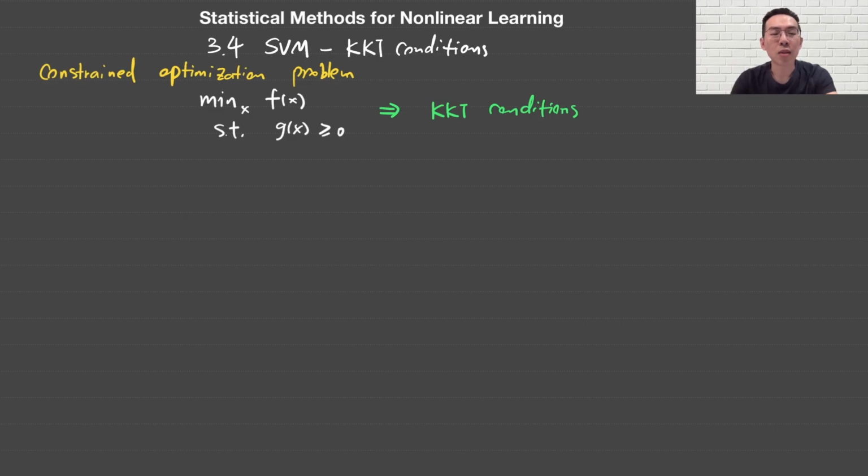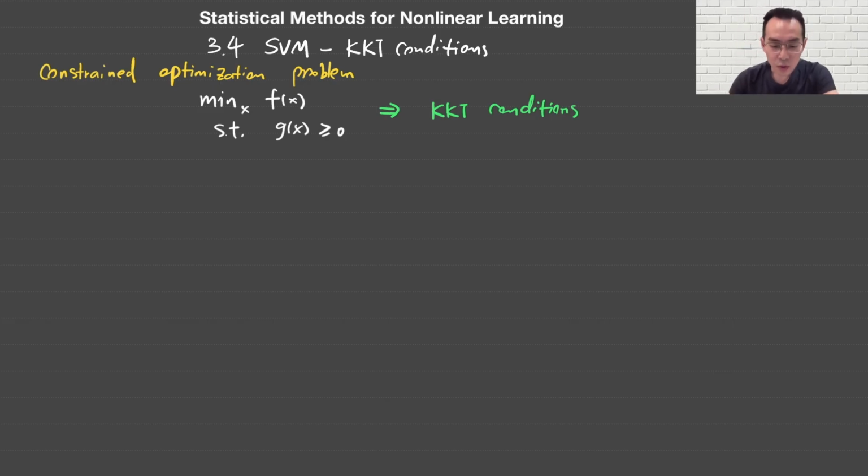Then the second reason we want to look at KKT is to see how the support vector appears in the SVM. So using the KKT, we will be seeing why most of the data points are not support vectors. Only few data points become the support vectors. That is important to the decision boundaries for SVM. Okay, so let's get started.